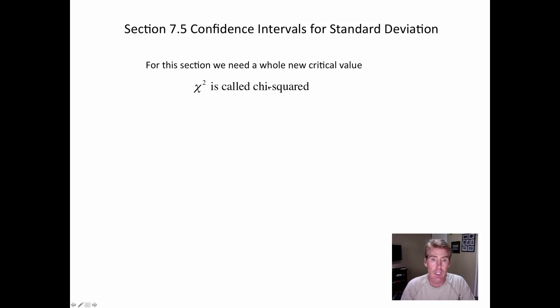It looks like chai or chi, but it's pronounced chi. It rhymes with thigh or my chi-squared. So chi-squared comes from this little formula right here. It's basically degrees of freedom. This is the sample standard deviation, and this would be the population standard deviation if we know it.